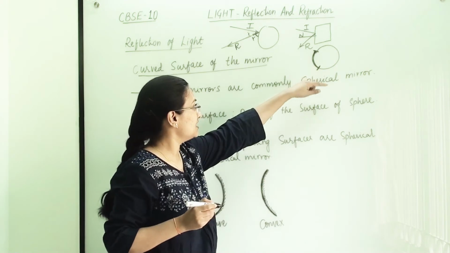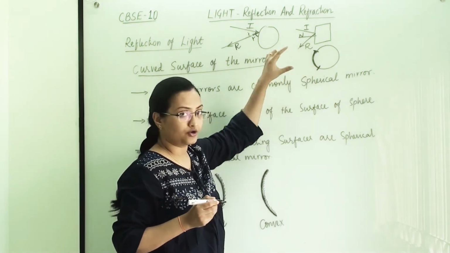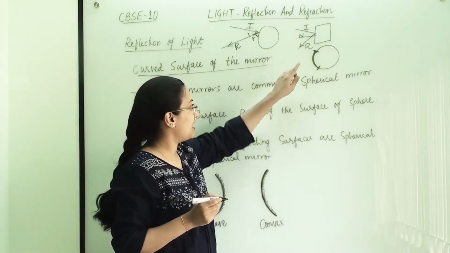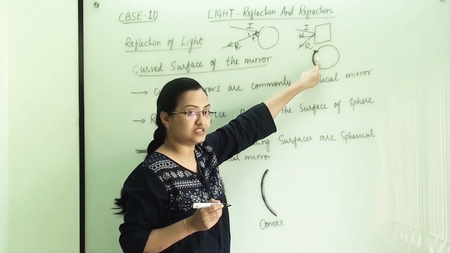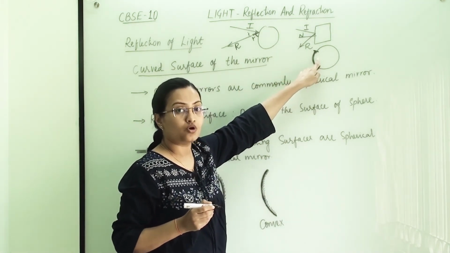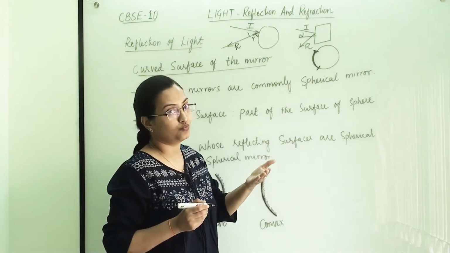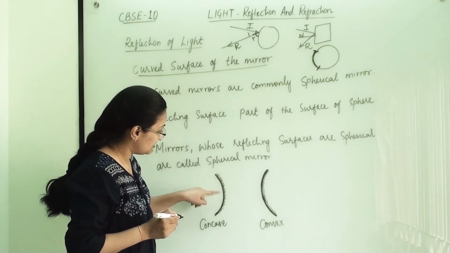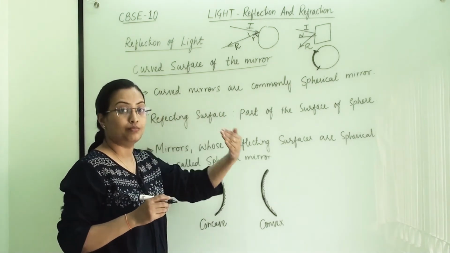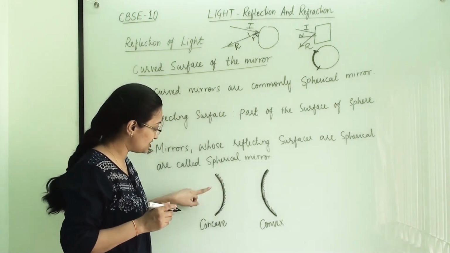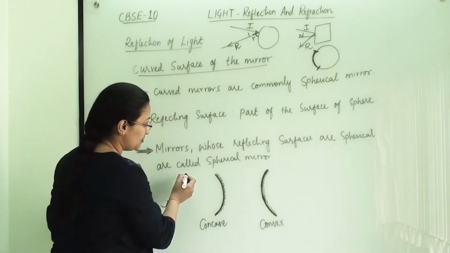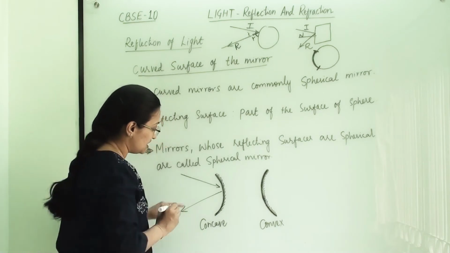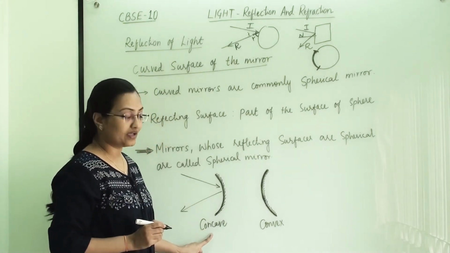If this is a sphere, then we take one part of that sphere and polish either side, either towards this side or towards this side. It depends upon which kind of mirror you want. If you polish the side which is bulged out, then it will become a concave mirror, because light will fall on this and be reflected from this. So this will become a concave mirror.